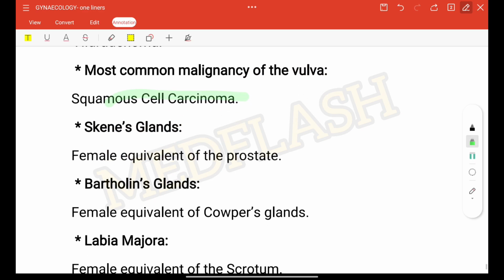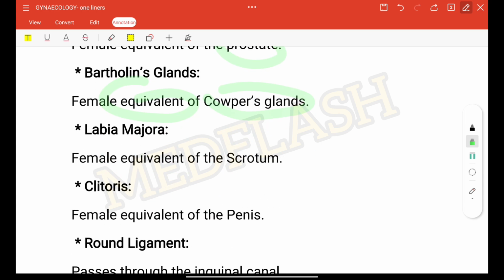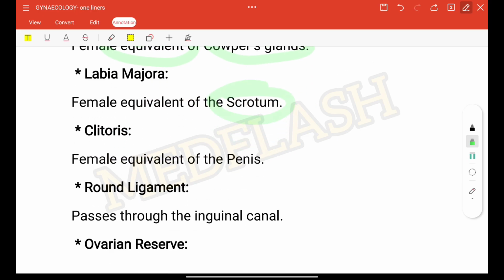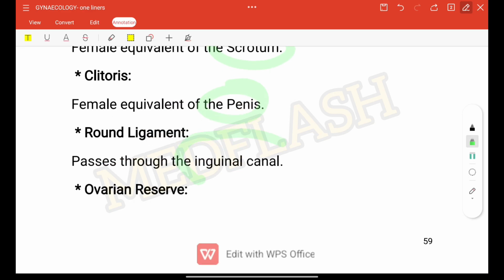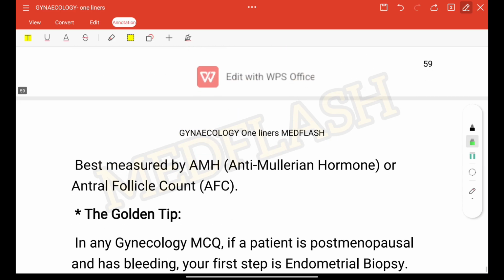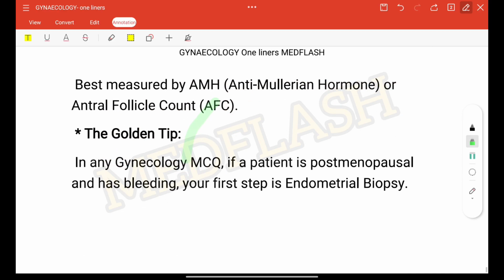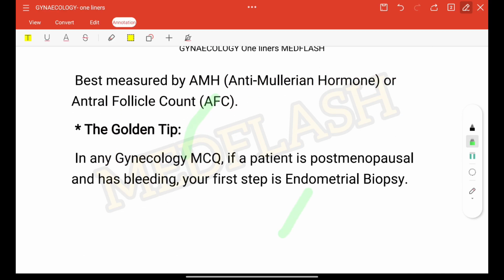Skene's glands, female equivalent of the prostate. Bartholin glands, female equivalent of Cowper's gland. Labia majora, female equivalent of the scrotum. Clitoris is the female equivalent of the penis. Round ligament passes through the inguinal canal. Ovarian reserve best measured by anti-Mullerian hormone or antral follicle count. The golden tip in any gynecology MCQ: if a patient is postmenopausal and she has bleeding, your first step is endometrial biopsy.